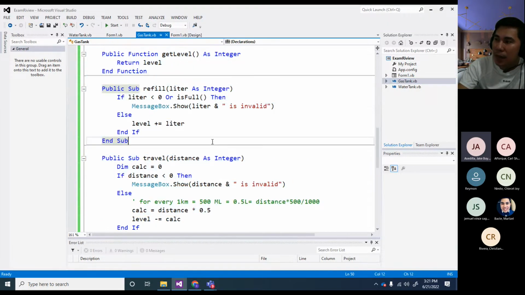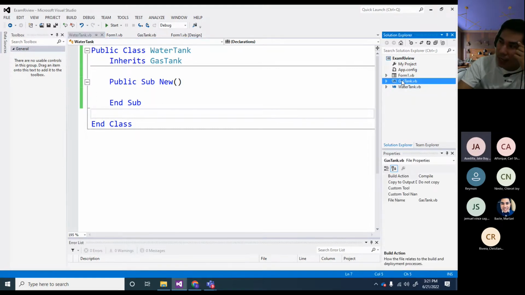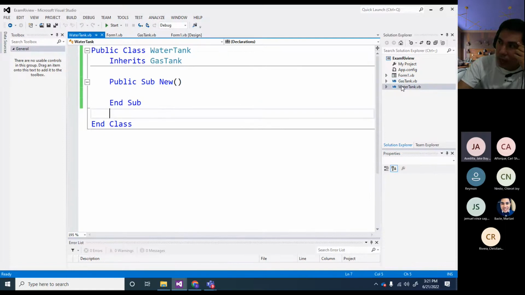But of course, since you inherited, it means you probably have additional values to put in your gas tank. But it seems there is a difference between gas tank and water tank, only that it's probably reversed. Water tank should be inherited by gas tank, and the idea is that the gas tank only has a fuel type, whether it's gas or unleaded or diesel, something like that.